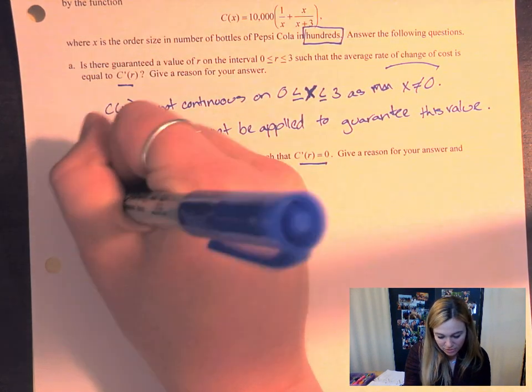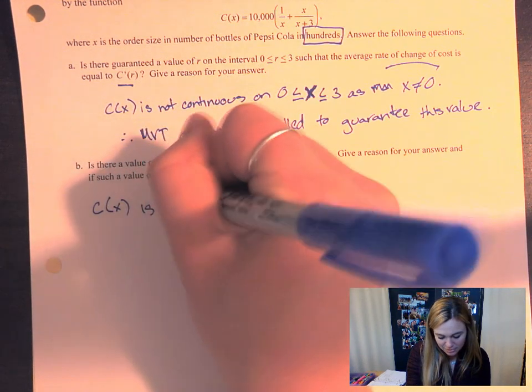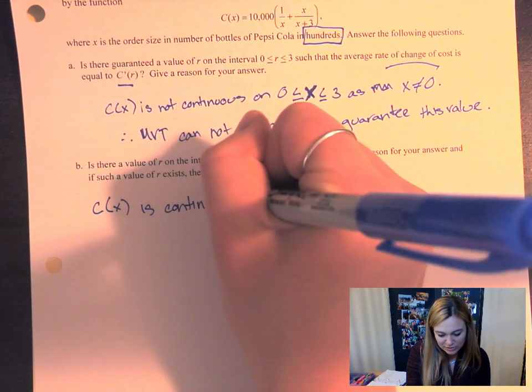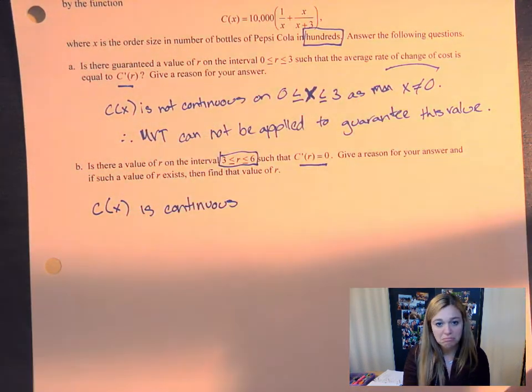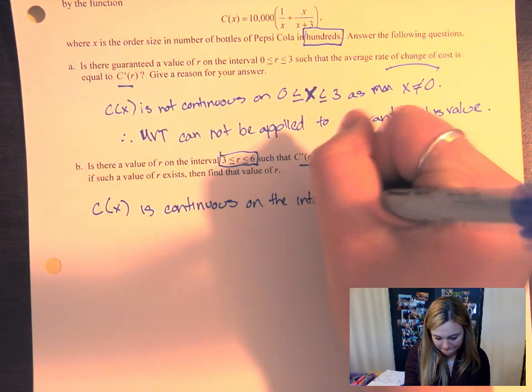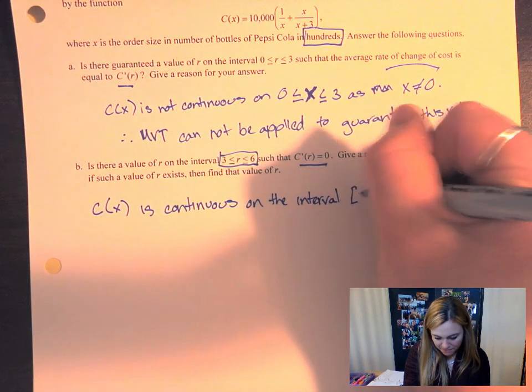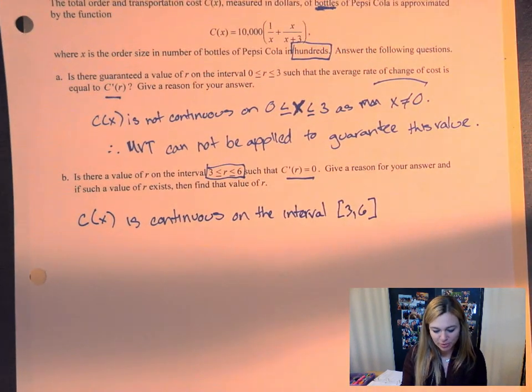I need to know, is c of x continuous? We said the only place that it wasn't continuous was at x equals 0. So is it 3 to 6? Is that okay? Yeah. And I'm hoping that it's also differentiable, but I need to do a little bit more work for that.